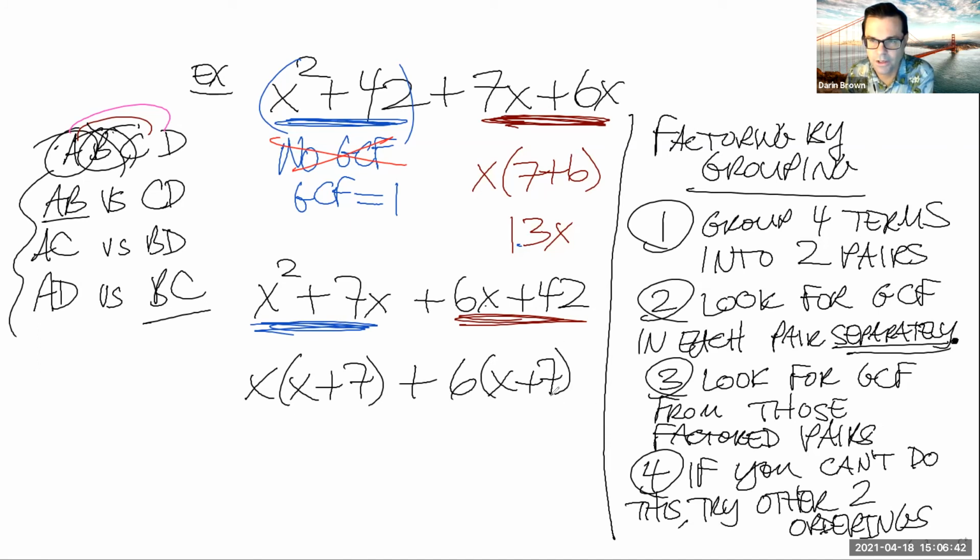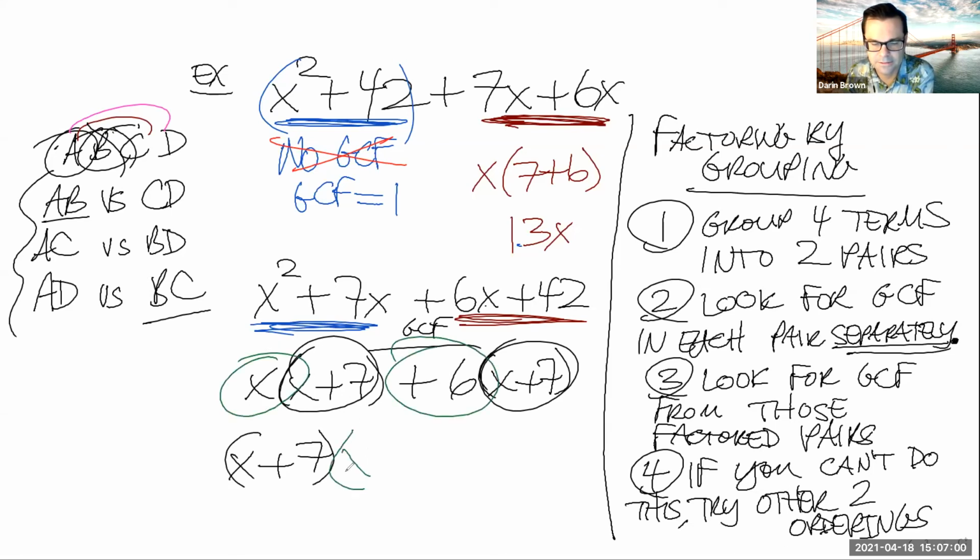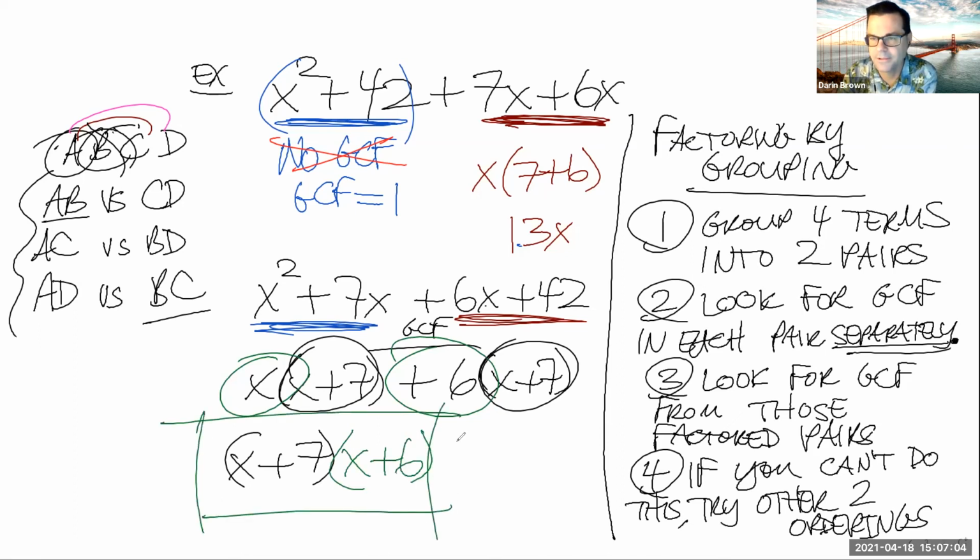Now notice this is what I was talking about before. Now the whole x plus 7 is itself a thing that you can factor out. This is a GCF. So I factor out x plus 7. What am I left with? Well, I'm left with x plus 6. So that's how this factors: x plus 7 times x plus 6.